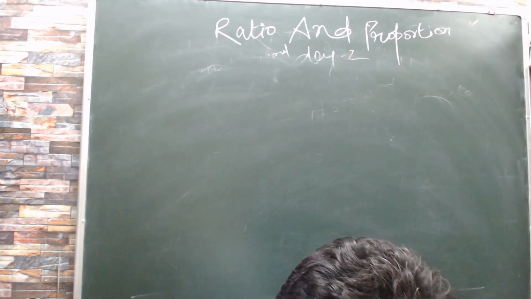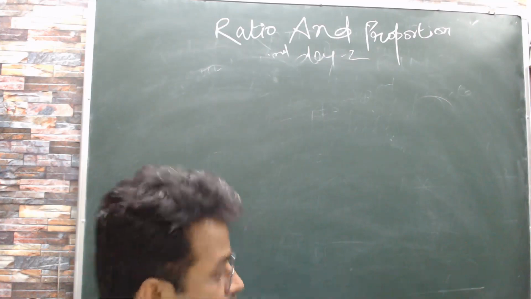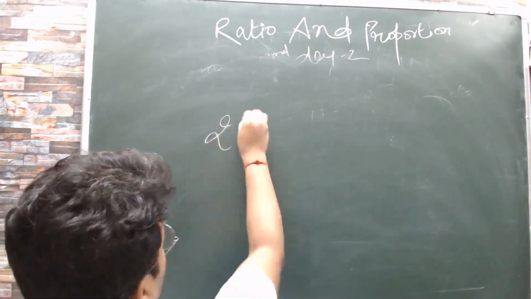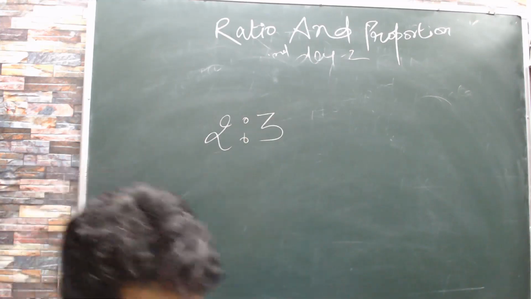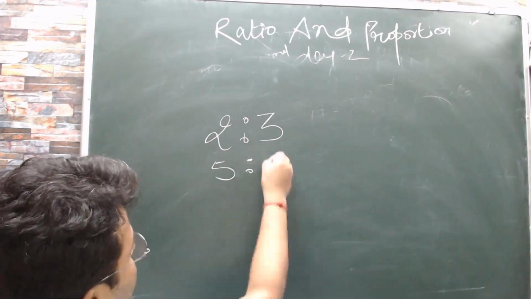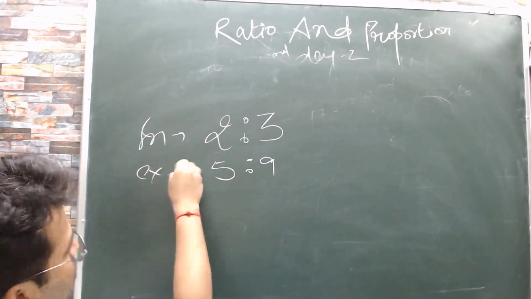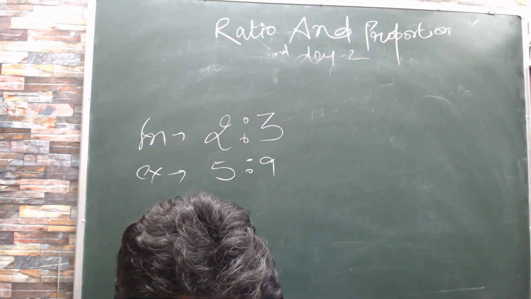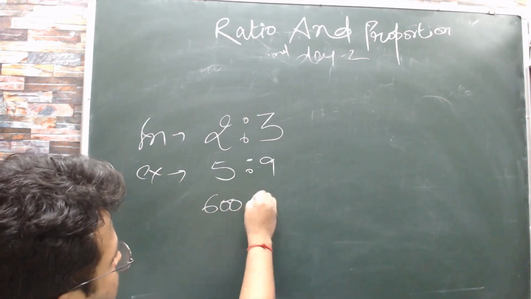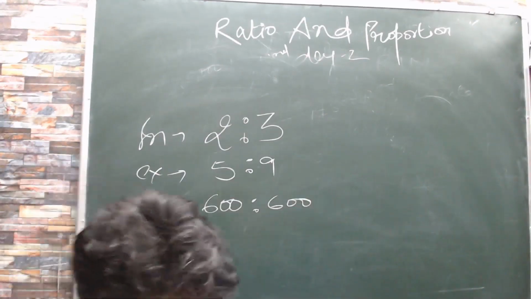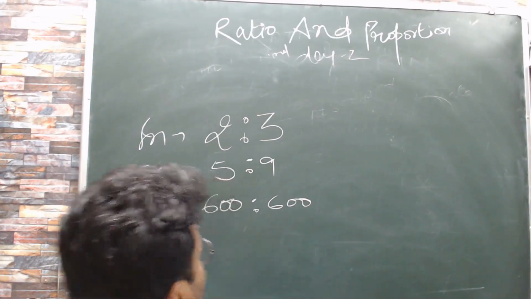The next question is: the monthly incomes of two persons are in the ratio 2:3, and their monthly expenses are in the ratio 5:9. If each of them saves rupees 600 per month, then find their monthly income.